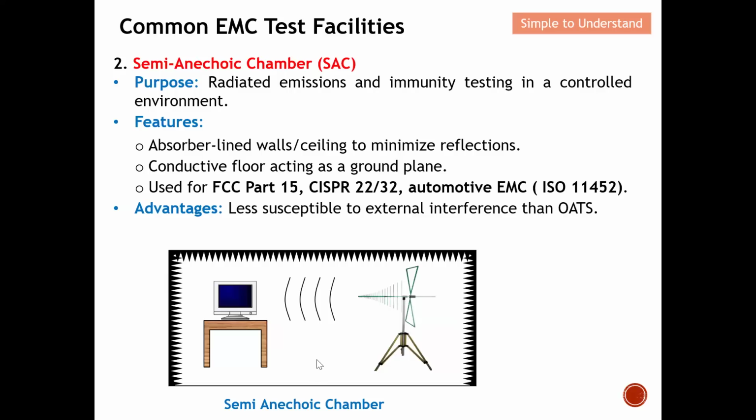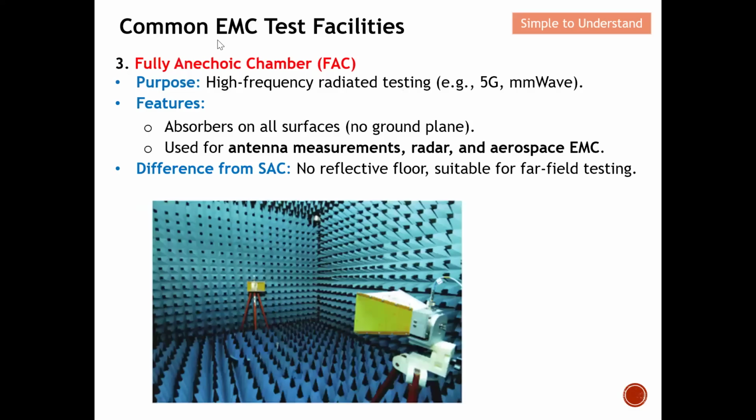So basically this is the semi-anechoic chamber. You realize that there is no so-called absorber on the floor. For absorber on the floor, this is what we call a fully anechoic chamber, as you can see from this diagram here. On the floor, there is no more huge ground plane, but simply absorber. Why do we want to do this?